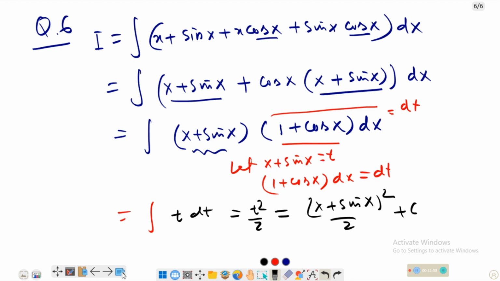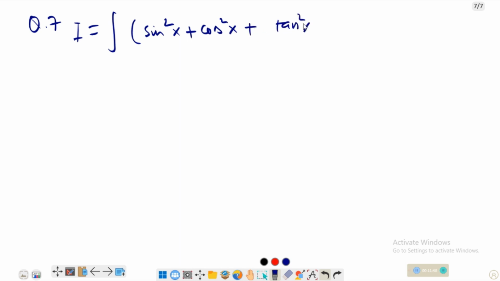Okay, now the next question is question number 7. I is equal to the integral of sin square x plus cos square x plus tan square x plus cot square x plus sec square x plus cosec square x dx. So here is some trigonometric calculation.